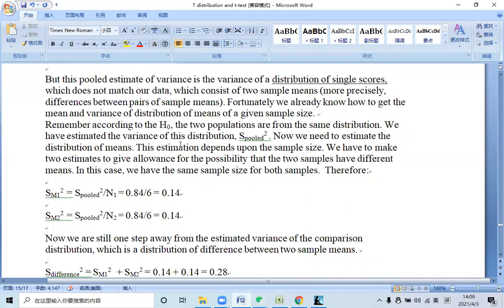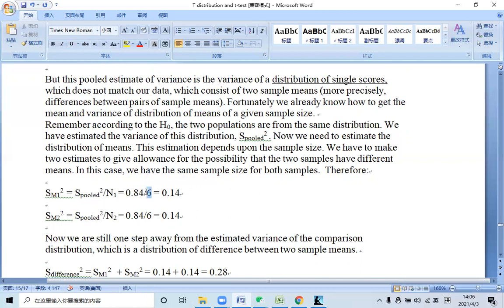Now we need to estimate the distribution of means. This estimate depends on the sample size. The larger the sample size, the smaller the variance and standard deviation. And we need to divide the population variance by the sample size.